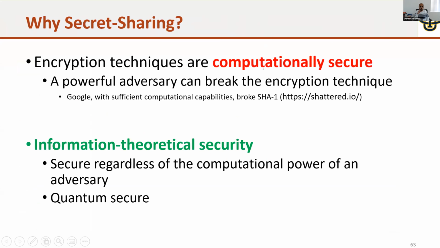Okay, so now I will continue with secret sharing based techniques. Previously we discussed encryption based techniques. They are computationally secure, meaning an adversary having enough computational capacity can break the underlying technique and learn the secret. On the other hand, information theoretic techniques are secure regardless of the computation power of the adversary. Even if the adversary has unlimited computation capability, he cannot break it. That's why these techniques are also quantum secure.